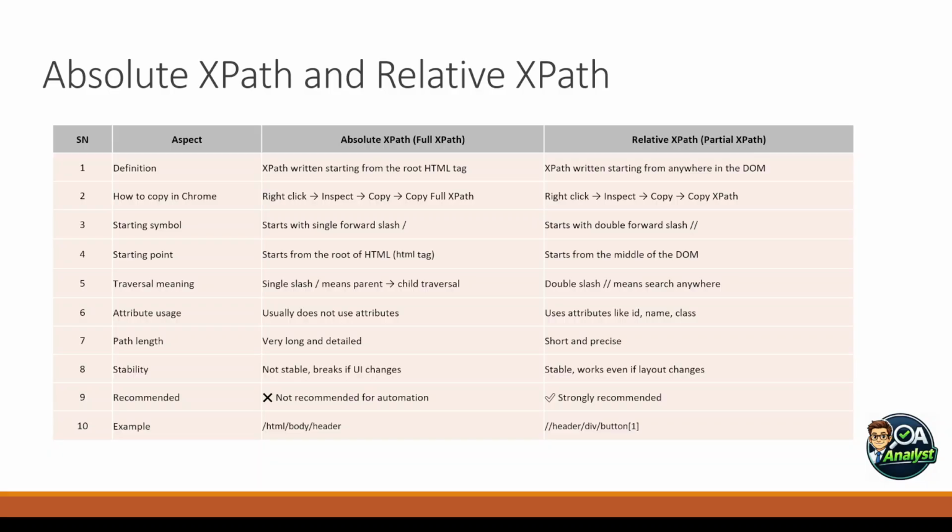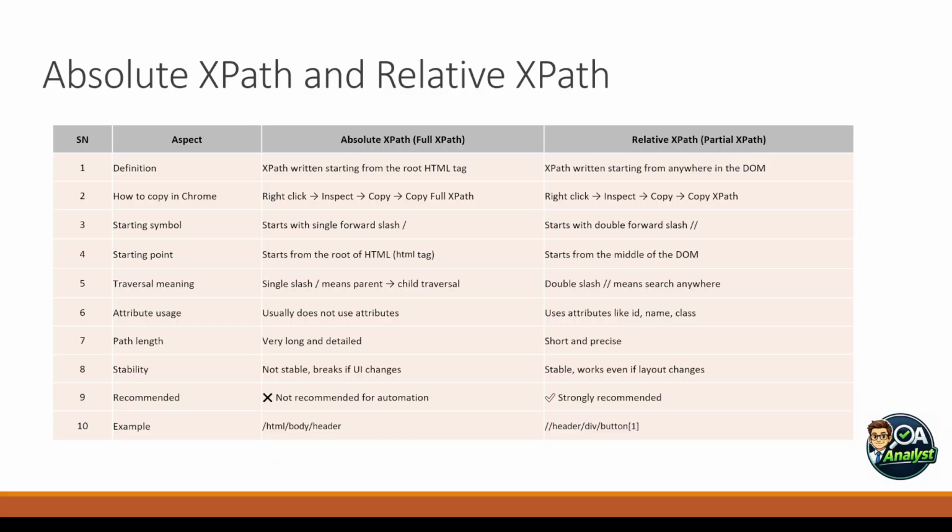But here is the problem. Absolute XPath depends completely on the page structure. If a developer adds one extra div, one extra banner, one section in between, your XPath breaks. So even though the element is still present on the page, your XPath fails because the path has changed. And this is why Absolute XPath is not good for automation.